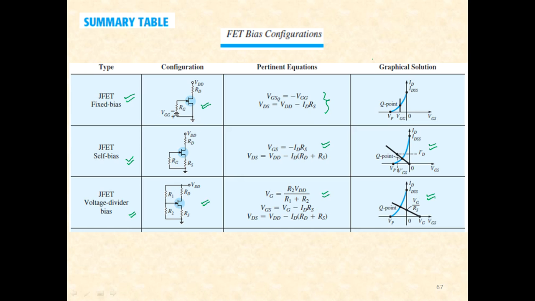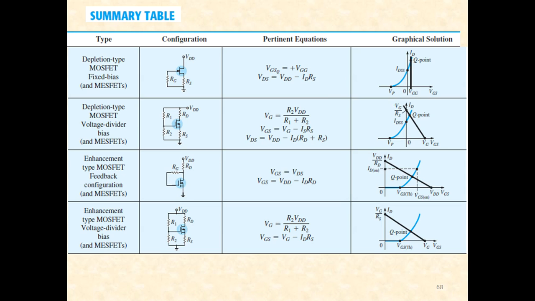It is called graphical solution because, based upon the graph, the Q point has been obtained. The same thing can also be obtained mathematically. Whenever we say mathematically, we will be using Shockley's expression. Then again, the depletion type MOSFETs.